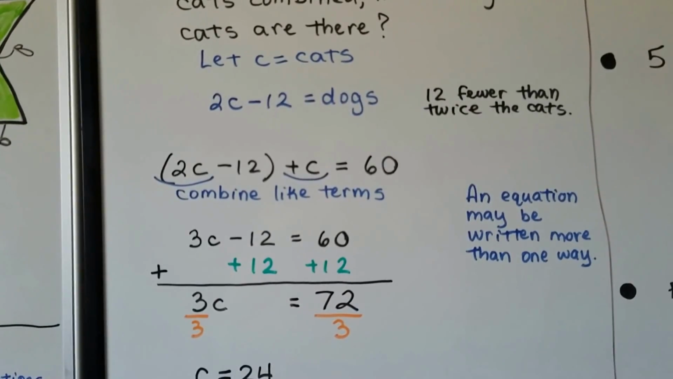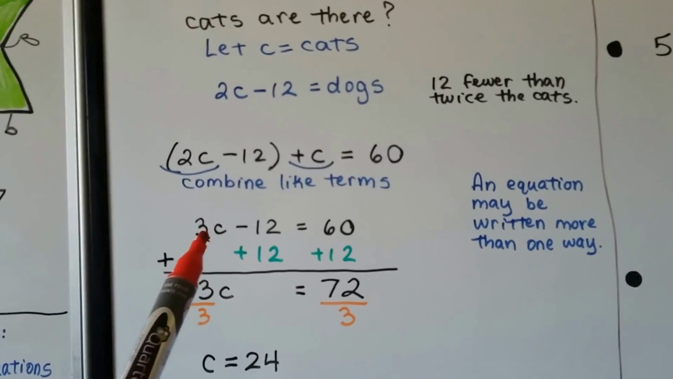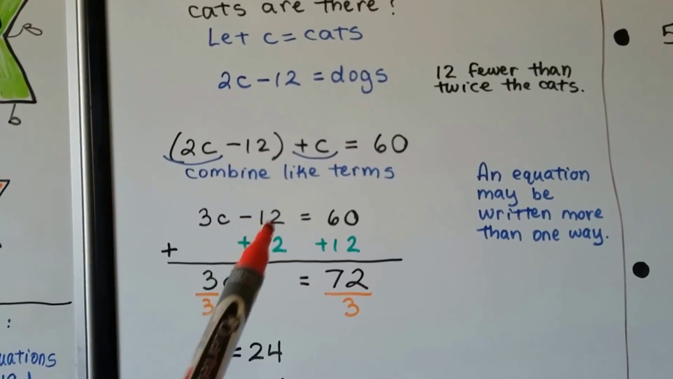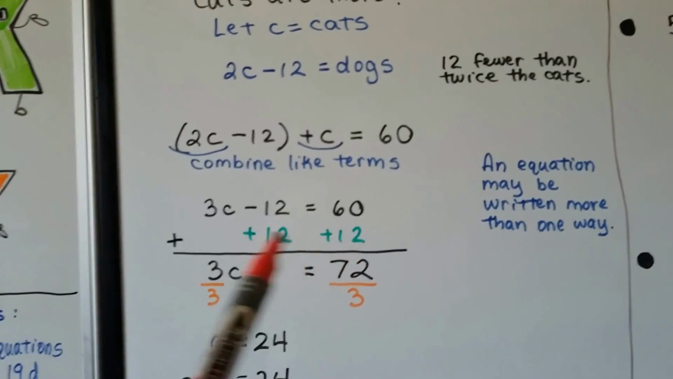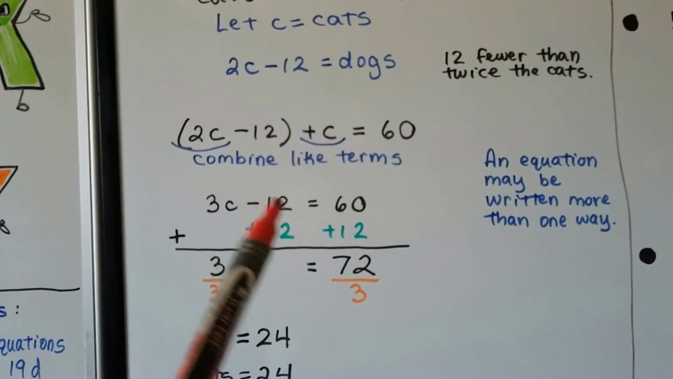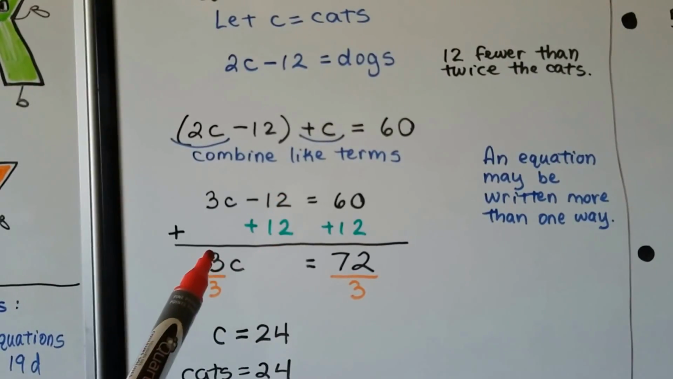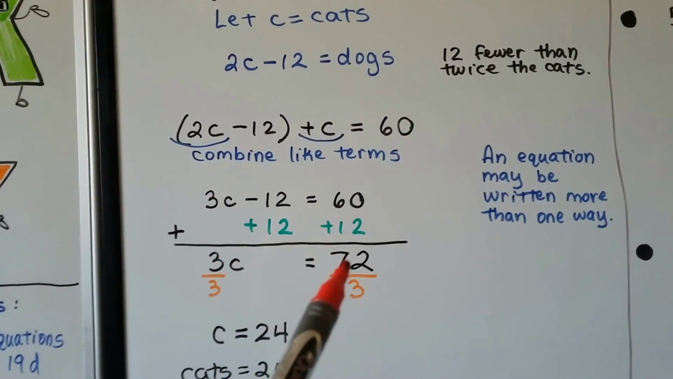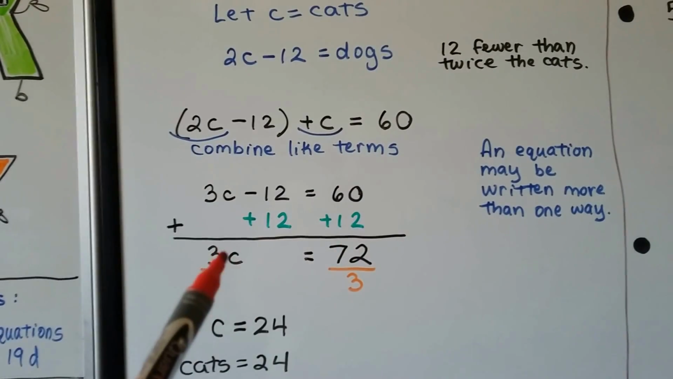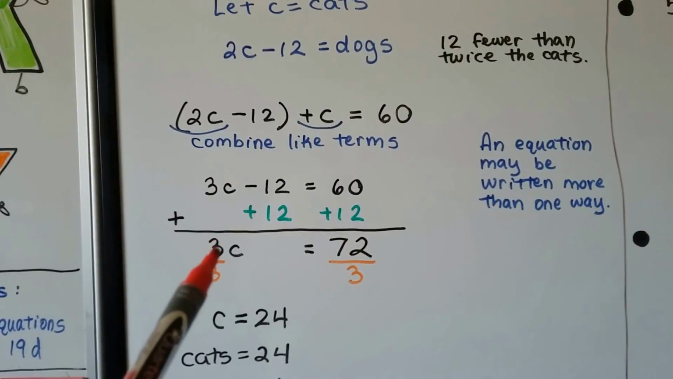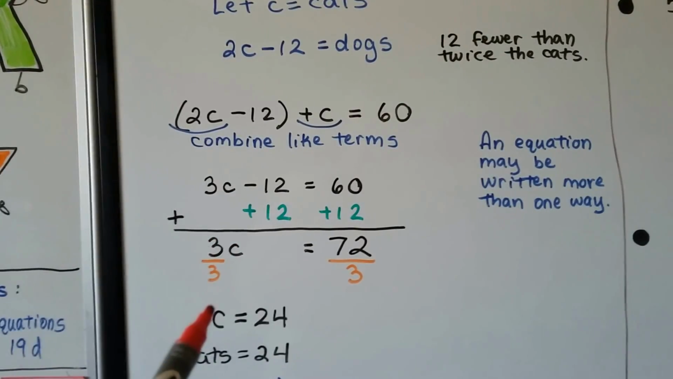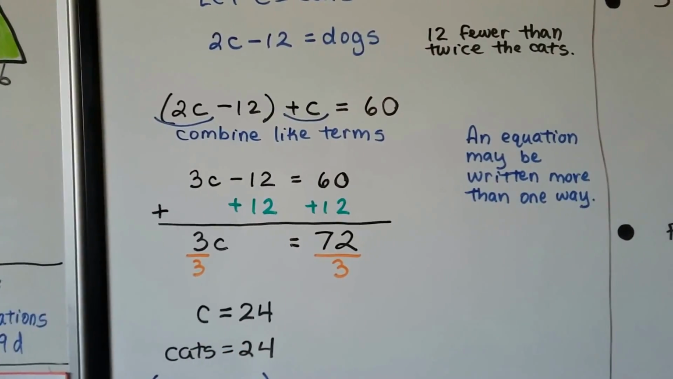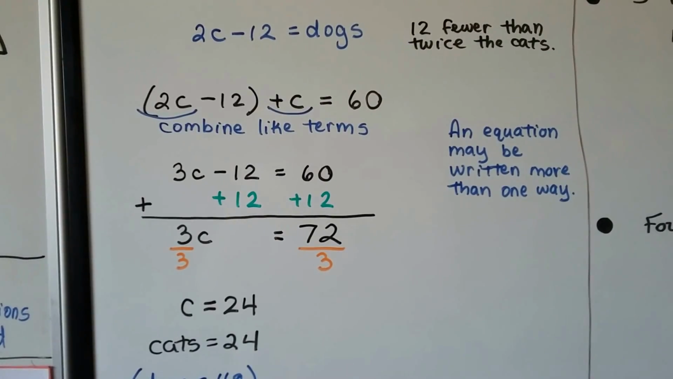We need to get the C to one side of the equation, and it's already on one side, so we just need to get it by itself. So we need to get rid of this minus 12, so we can add 12 to both sides, create a zero pair here, and that eliminates it, and we end up with just a 3C coming down, and we add 60 plus 12 and get a 72. We divide both sides of the equation by this coefficient 3 next to the variable. That creates a 1C, and 72 divided by 3 is 24. We know there's 24 cats.